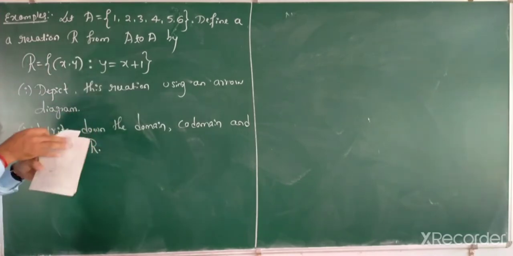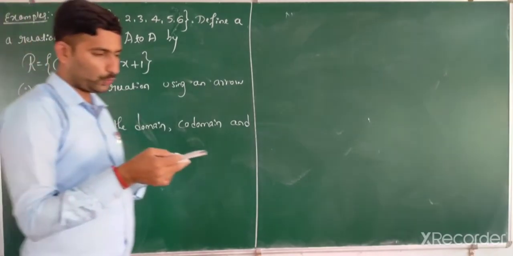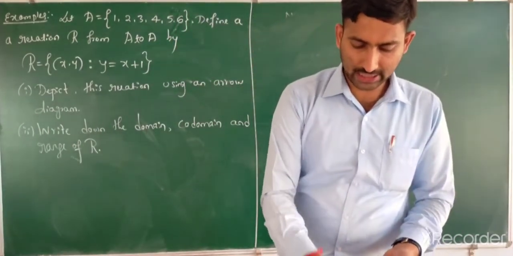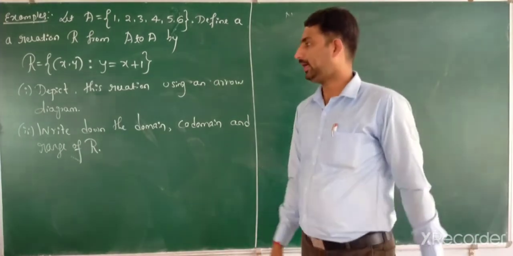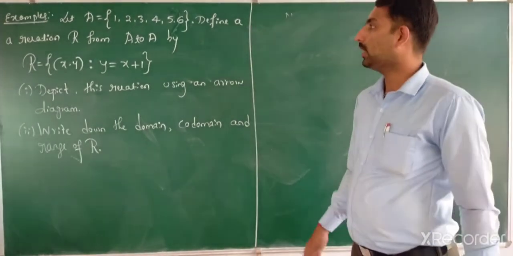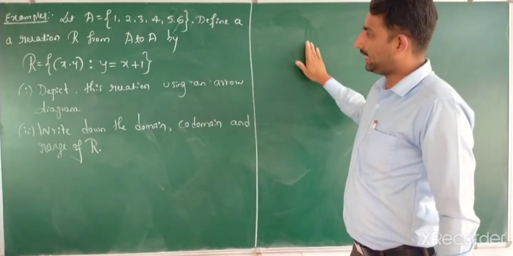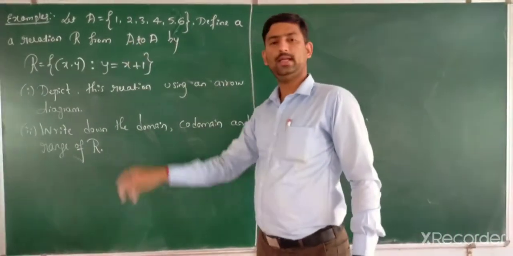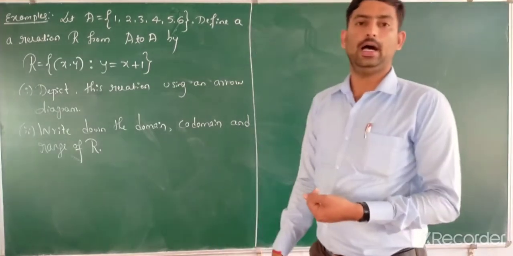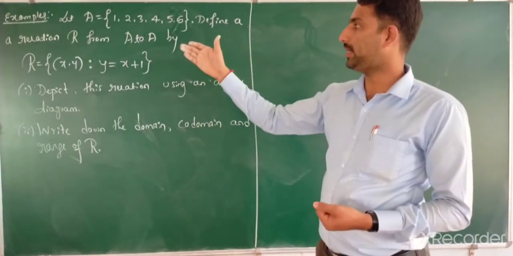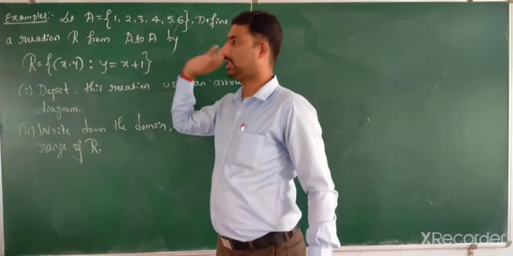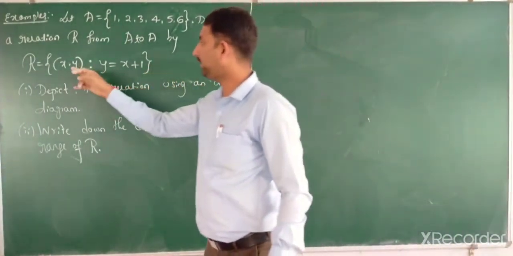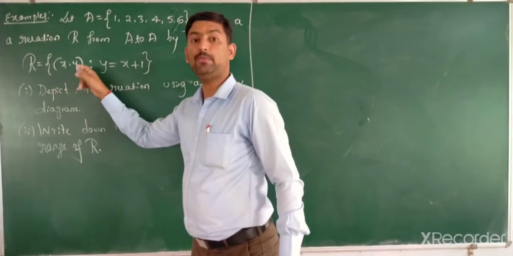Dear students, our job is to show this relation with the help of some diagrammatic representation. Two sets are given, both in the same position, A to A. The codomain set is also A, and the elements of the set A are also given. By what type of relation are they given? They are given the relation in the form of set builder.